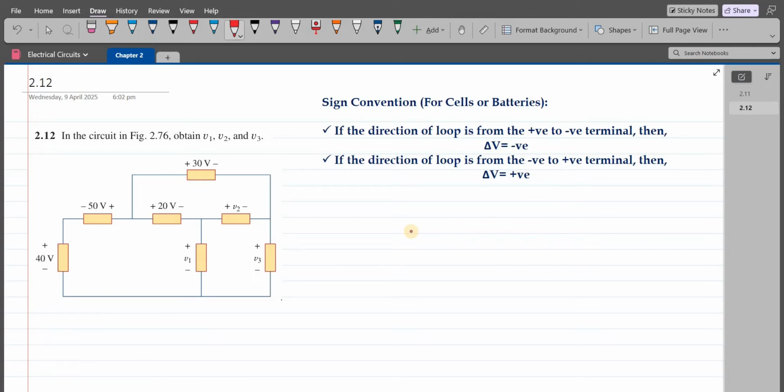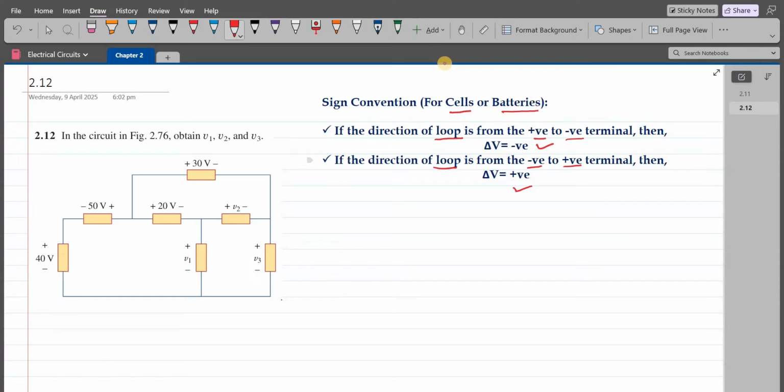But before that, we have to consider the sign convention that we will use in this problem. This sign convention is for cells or batteries. If the direction of the loop is from the positive to the negative terminal, then the potential difference will be considered as negative across that cell or battery. And if the direction of the loop is from the negative to the positive terminal of the cell or battery, then the potential difference across it will be taken as positive.